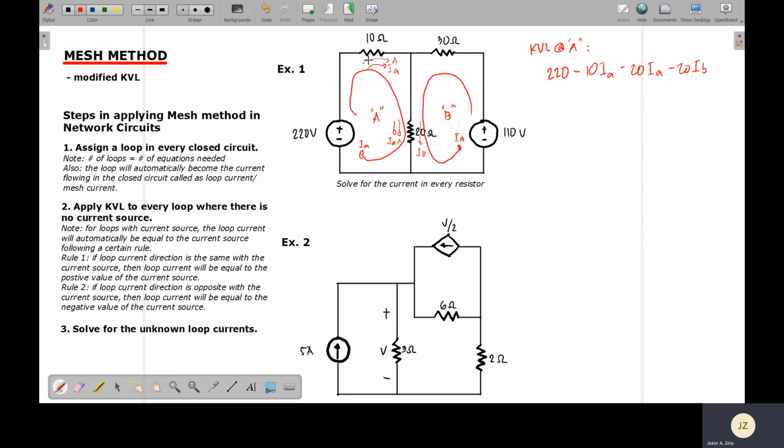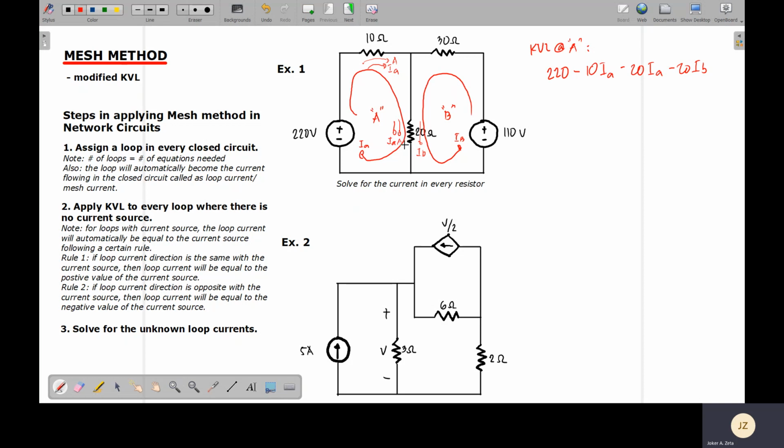Now, as you can see, for the 10 ohm resistor there's only one current, IA. But for the 20 ohm resistor, there are two currents, IA and IB. Therefore, it is possible that for a single resistance there will be multiple voltages due to multiple loop currents. For this one, there are only two loop currents flowing in this 20 ohm resistor, therefore there will be only two voltages.